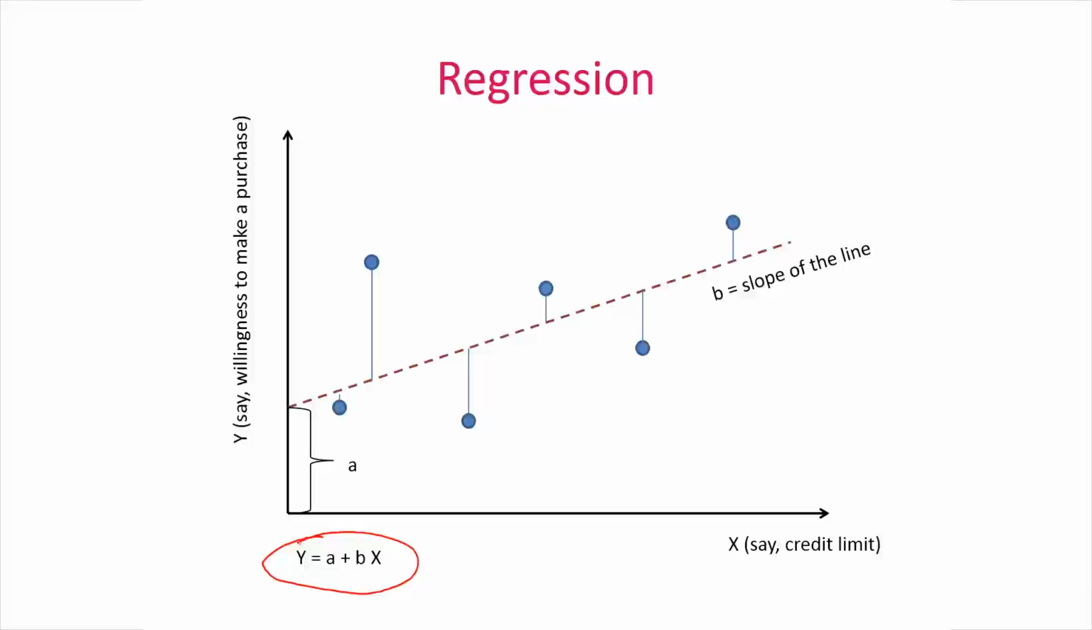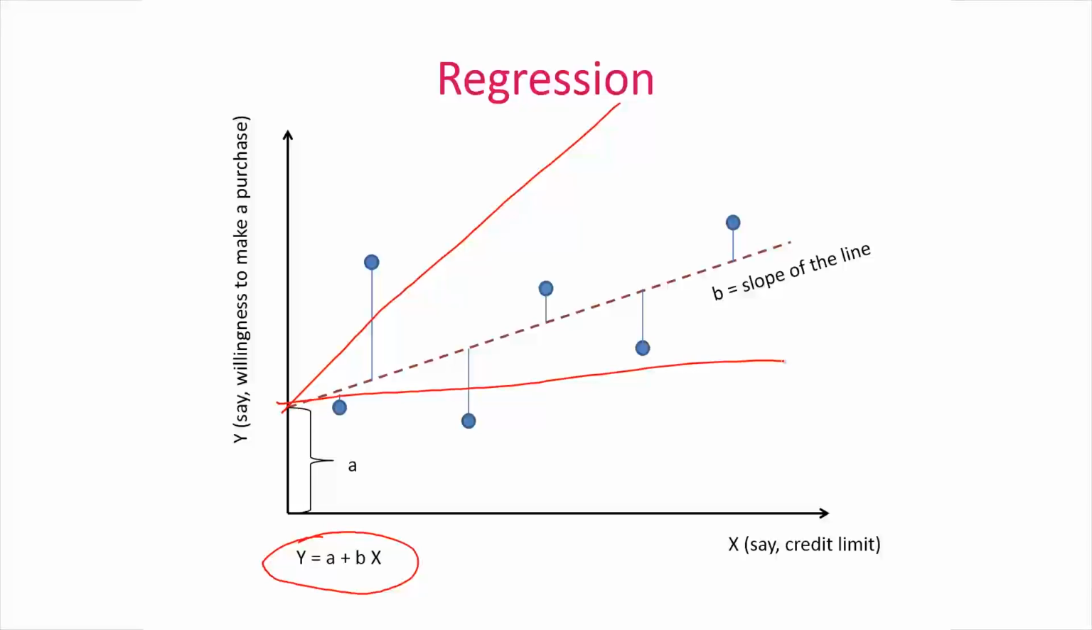Again, how do we interpret this? When x equals 0, when the credit limit is 0, there is still some basic willingness to purchase. That's going to be A. B is the slope, which talks about the effect of credit limit on willingness to purchase. The bigger the slope, so for example, if my slope was very sharp, then it says that if I increase x by small amounts, we get pretty large increases in y. If the slope is flat or very gentle, then the effect of x on y is low.